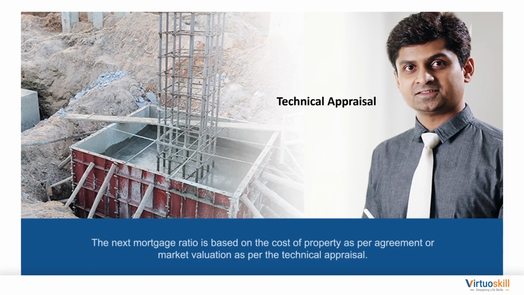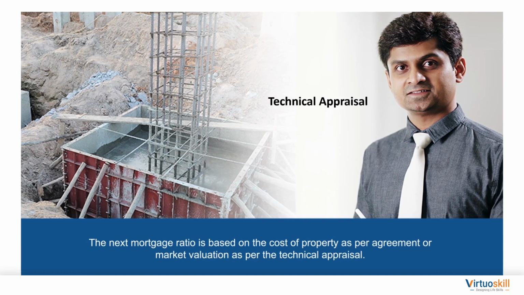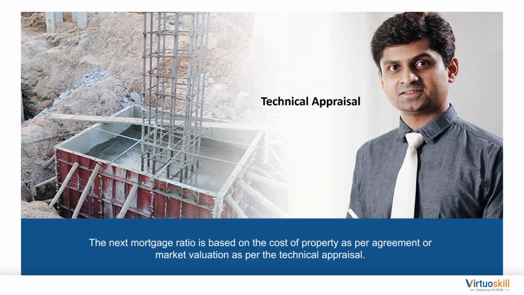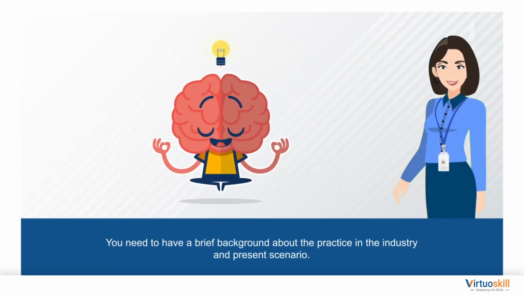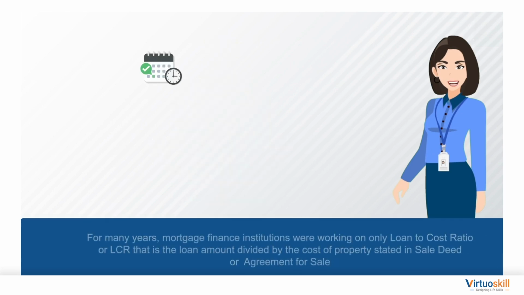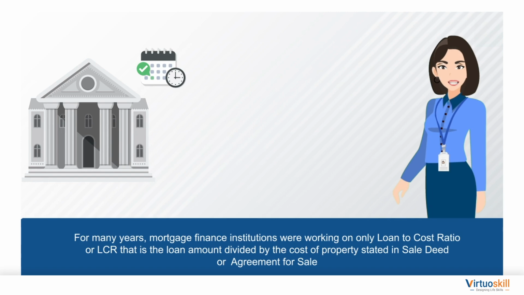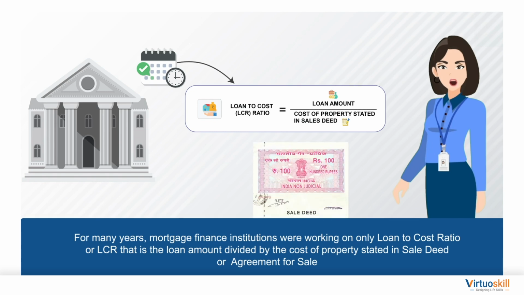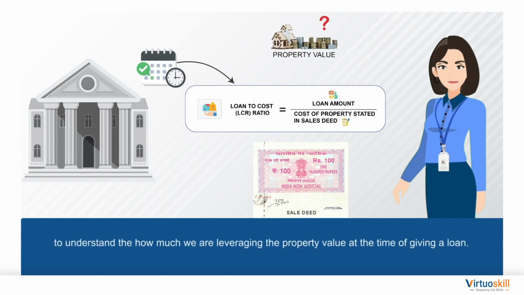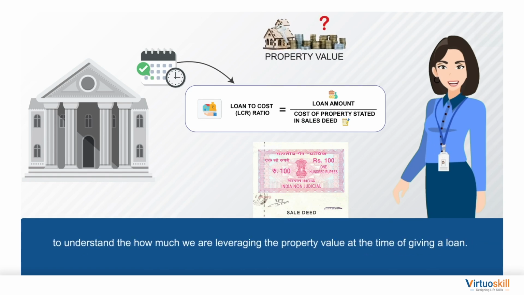The next mortgage ratio is based on the cost of property as per agreement or market valuation as per the technical appraisal. You need to have a brief background about the practice in the industry and present scenario. For many years, mortgage finance institutions were working only on loan-to-cost ratio or LCR. That is, the loan amount divided by the cost of property stated in sale deed or agreement for sale to understand how much we are leveraging the property value at the time of giving a loan.